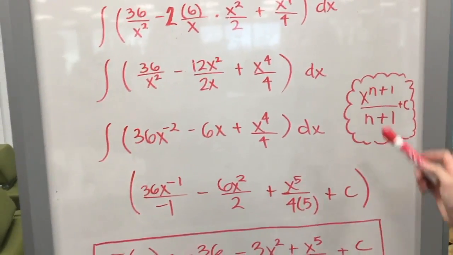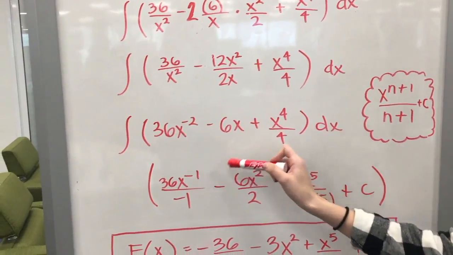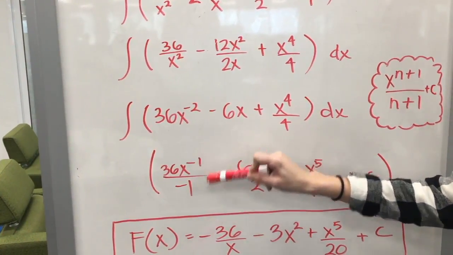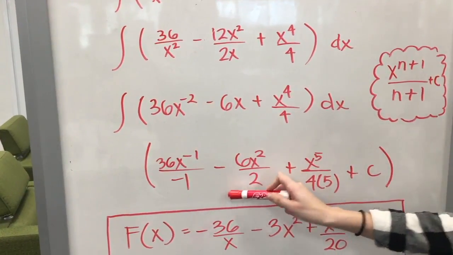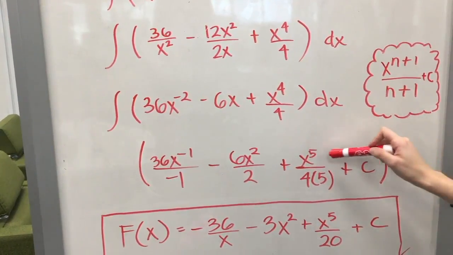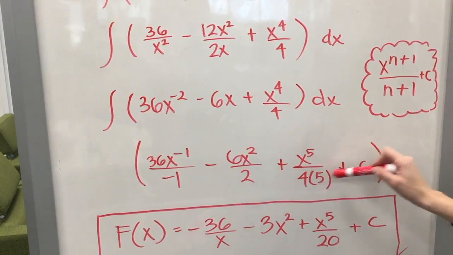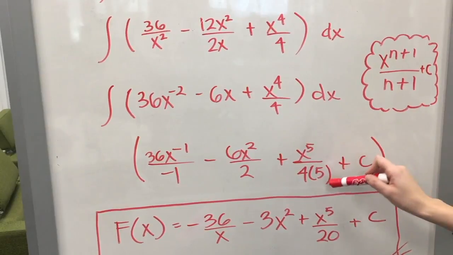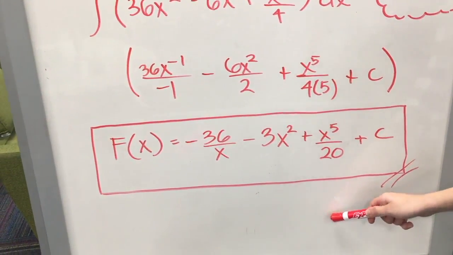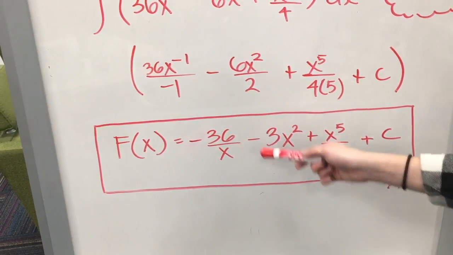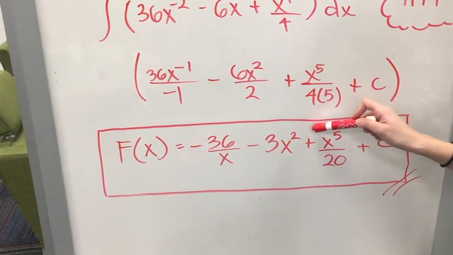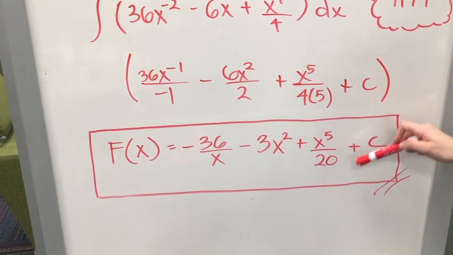And then the next step is to integrate. So we did 36x to the minus 2 plus 1, which is minus 1 over minus 1, minus 6x squared over 2 because we added 1, plus x to the fifth power over 4 times 5, which is 20, plus c. And then we have here the final answer, which is f of x equals minus 36 over x minus 3 to the x to the second power plus x to the fifth power over 20 plus c.